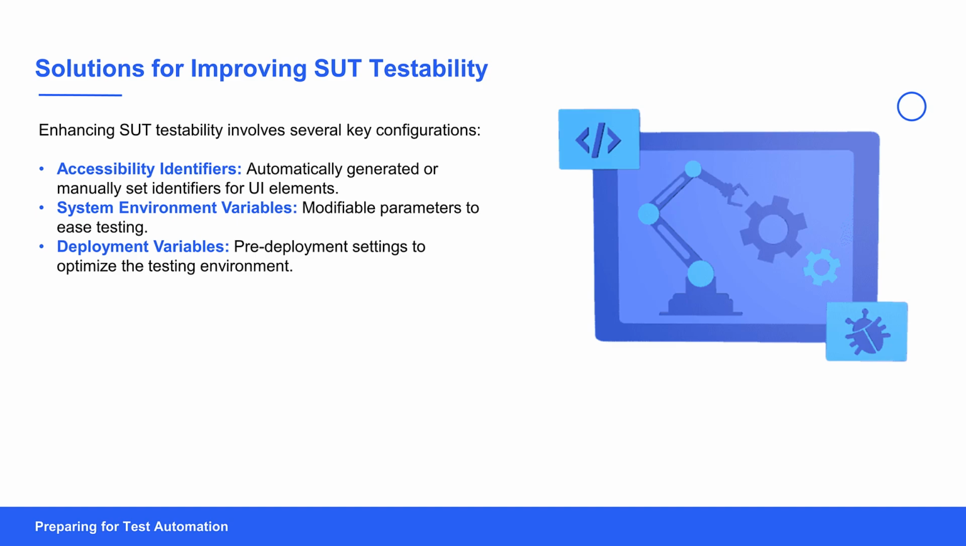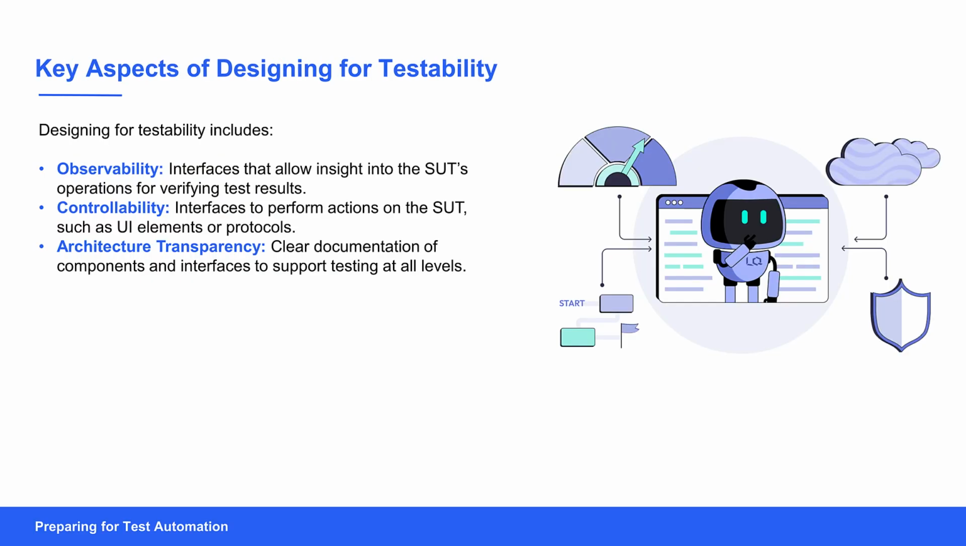Lastly, there are deployment variables. Similar to system environment variables, these are set before deployment begins. They help configure the testing environment to better support automated testing during and after the deployment process. By carefully setting these variables, you ensure that the environment is optimized for testing, leading to more accurate and reliable test results. When designing for testability, there are three critical aspects to consider.